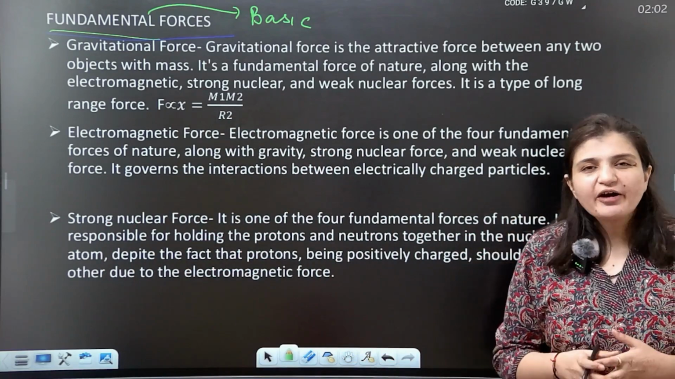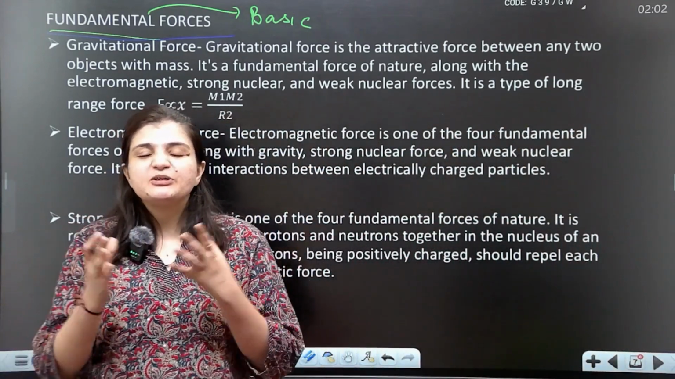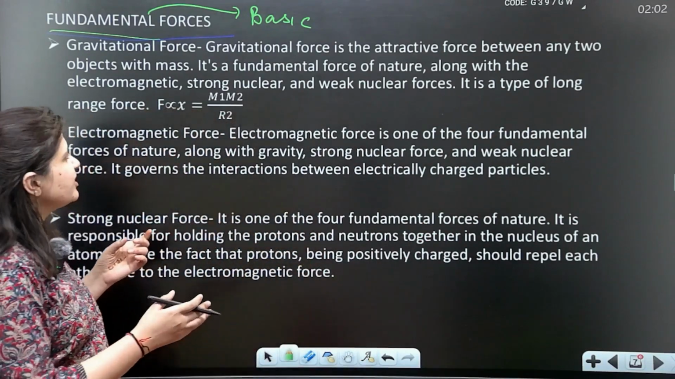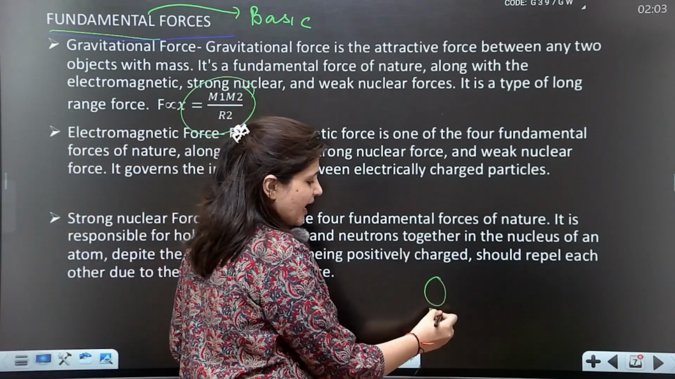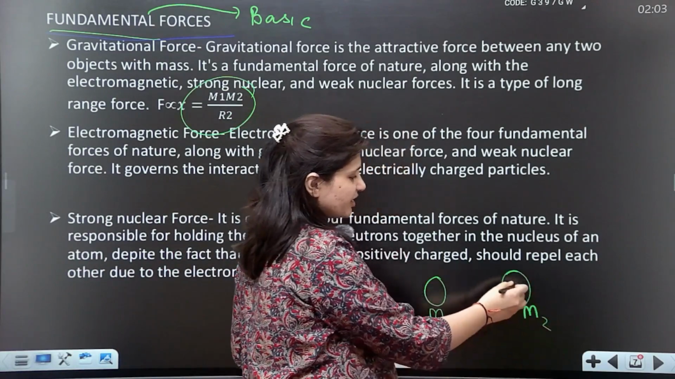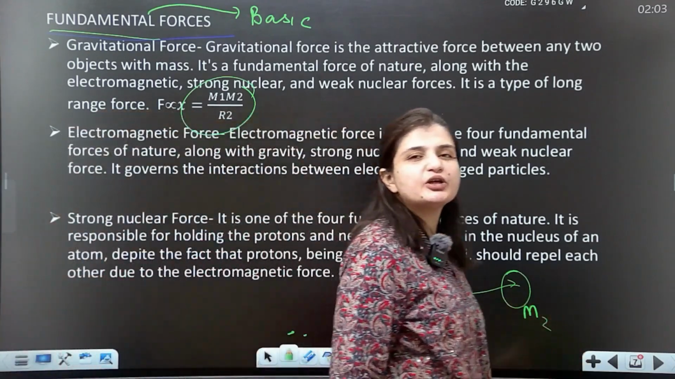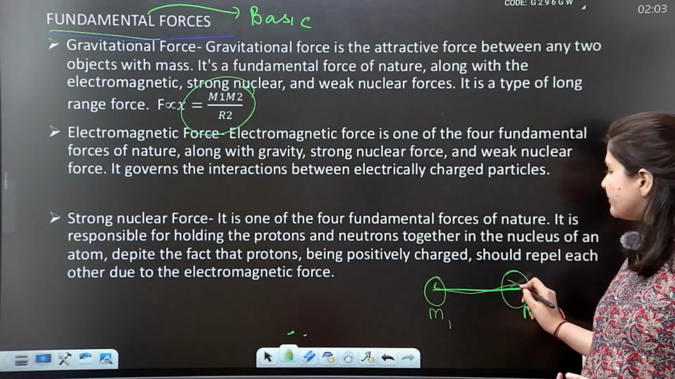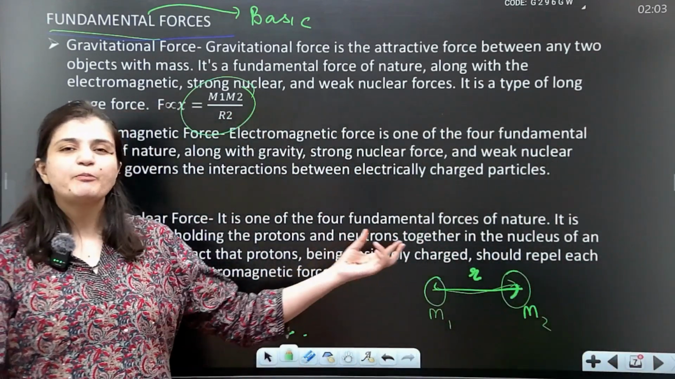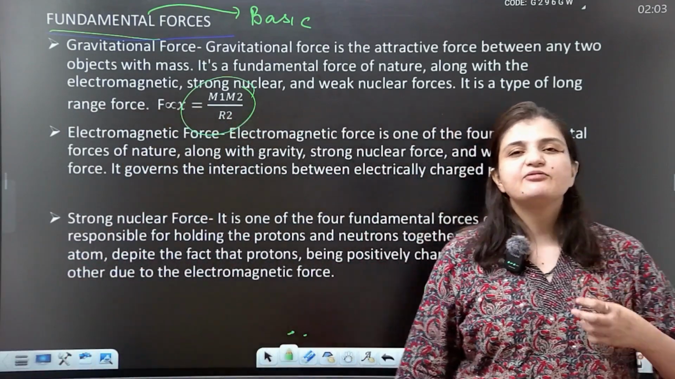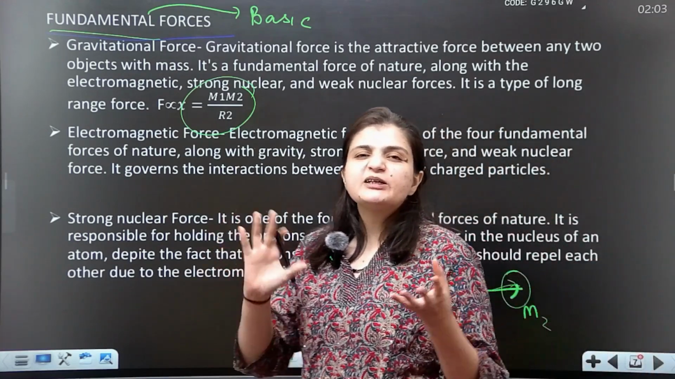So basically when we talk about the gravitational force, what is a gravitational force? The force that acts between the masses of objects. Like if we have an object of mass m1 and another object of mass m2, then the force that acts between them is directly proportional to the product of the masses and inversely proportional to the square of the distance between them. This is the gravitational force which acts between any two objects.